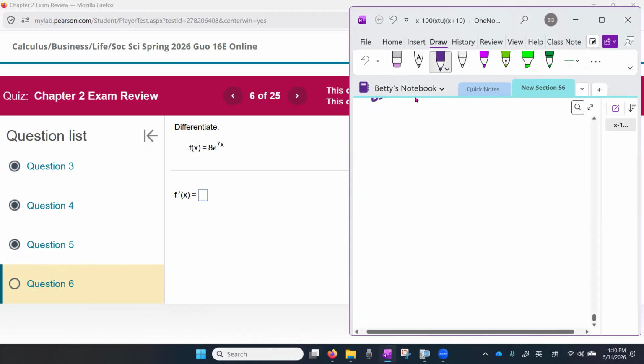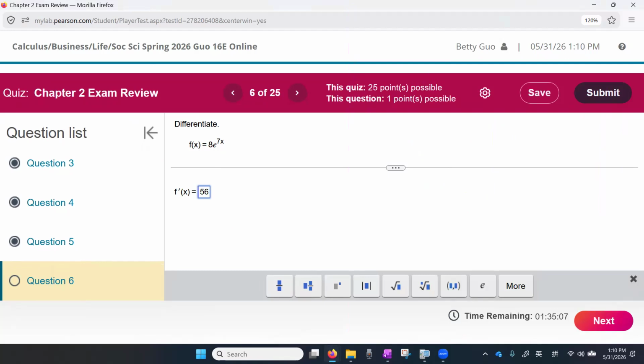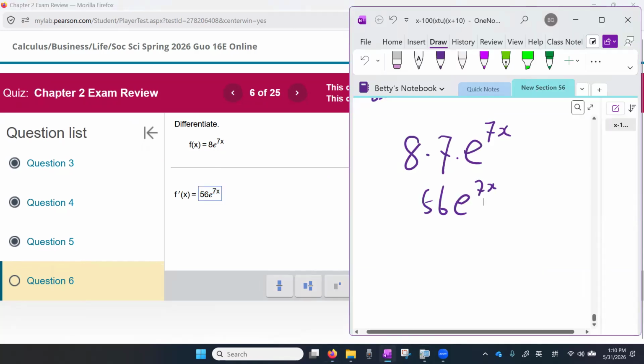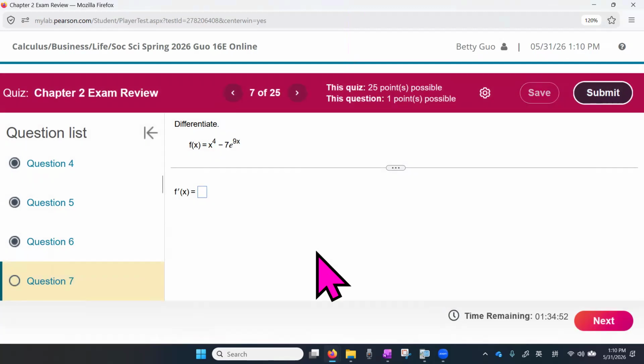So we're going to have, keep the coefficient 8, and keep the exponential function e to the power of 7x, and then multiply 7 in front. 7 times 8 is 56. So the derivative is 56 times e to the power of 7x. That's it. Next. Question number 7.